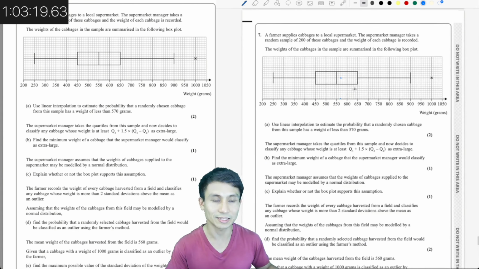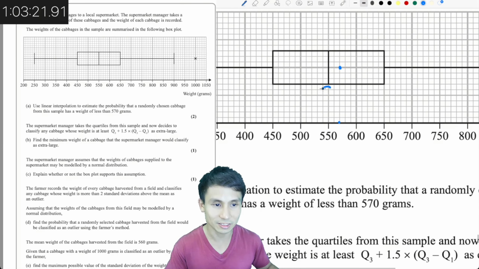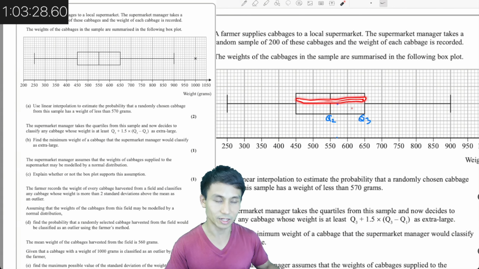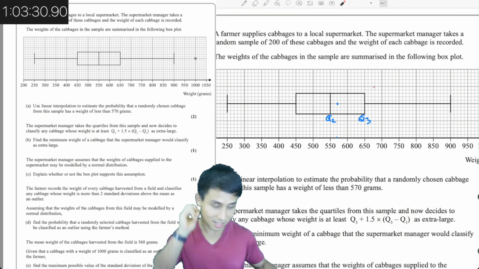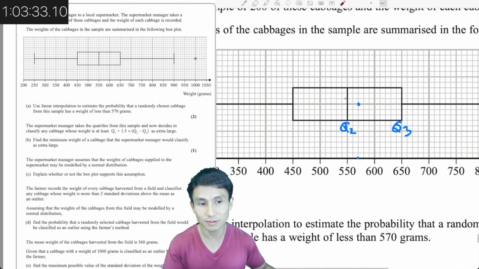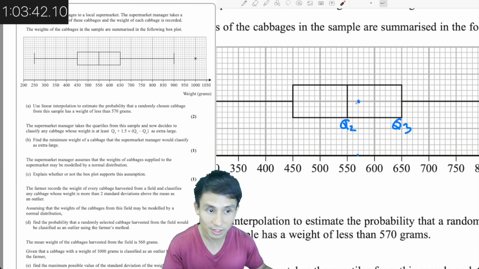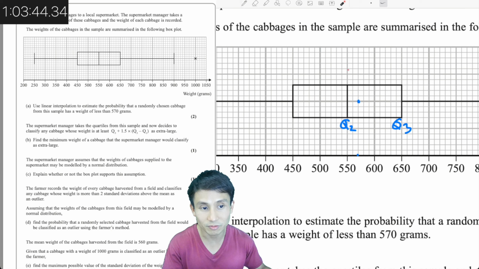We want the weight less than this. Now we know that this is Q2 and this is Q3. We can see that this is kind of symmetrical, so that's good, because we can assume that there is no skewness here, because the gap between Q1 and Q2 equals the gap between Q2 and Q3. You have to know that Q2 is the 50th percentile and Q3 is the 75th percentile.